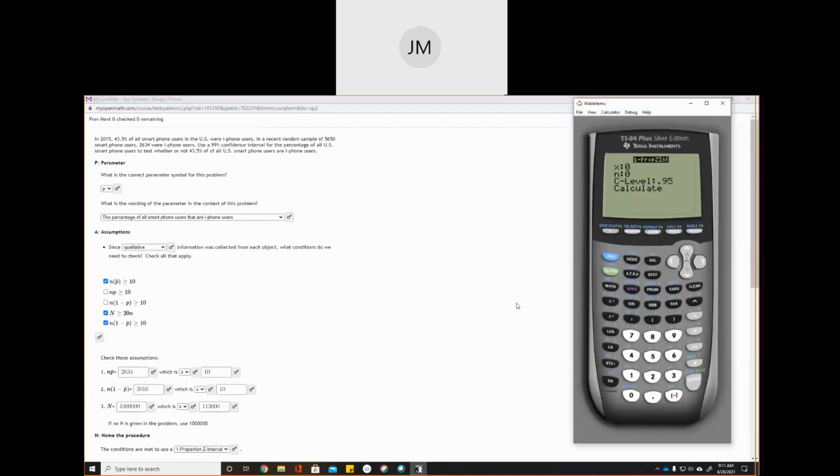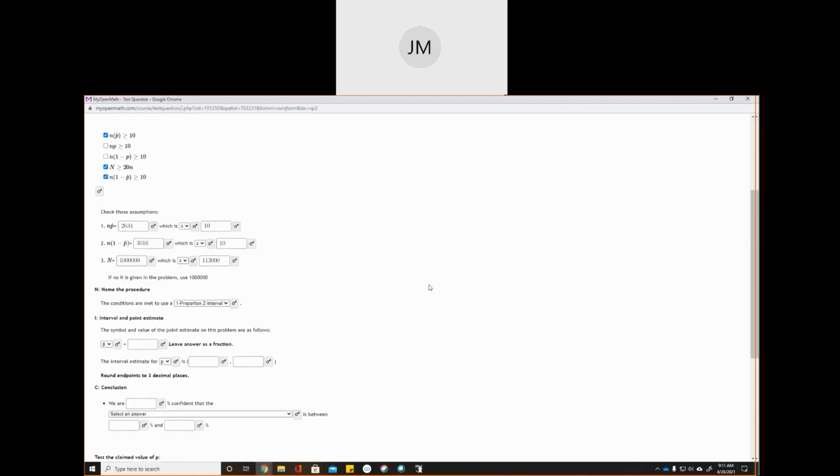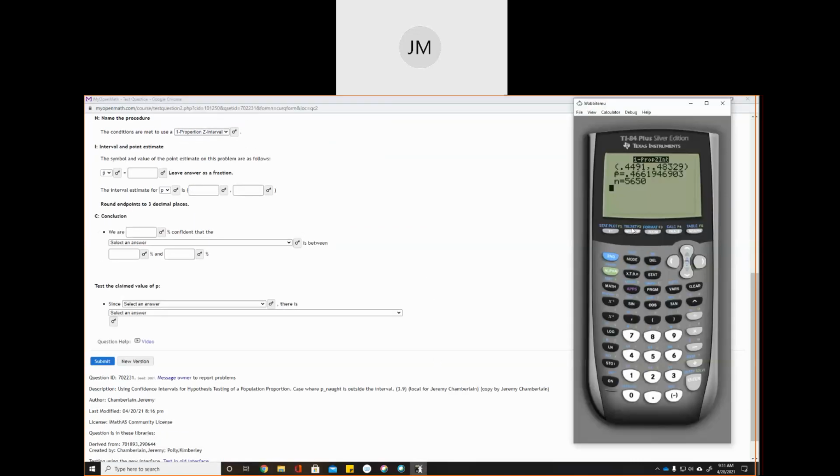The x was 2634. The n was 5650. We wrote that down earlier, so if you're just reading off what you wrote down, that'll be nice and easy. And it's a 99% confidence interval, so I want to make sure that the C level is 0.99. So I hit calculate. Now I can see my p hat. This gives it to me as a decimal.